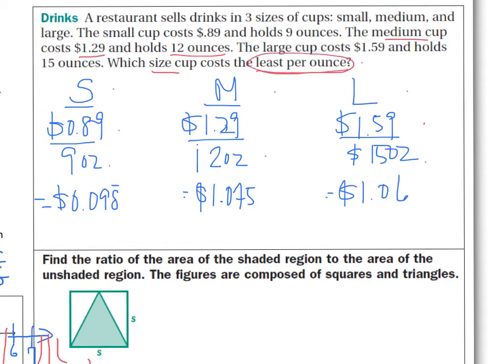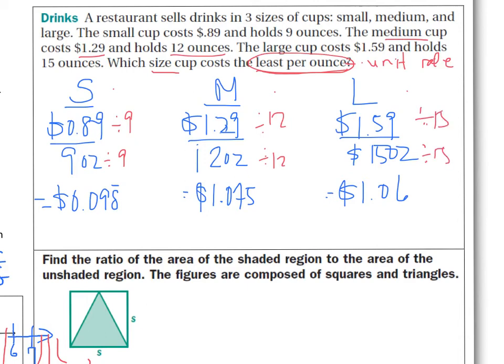And remember, least per ounce just means the unit rate. You need to make your denominators 1. So to do that, I'm just going to divide by 9, divide by 12 for the medium cup, and divide by 15 for the large cup.